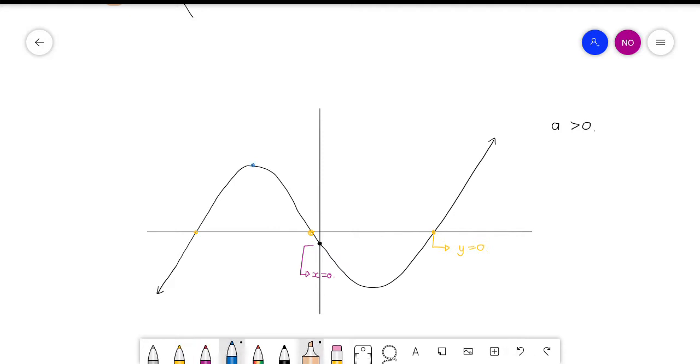Then we did the turning points, also known as the stationary points. So that's these ones. Hoe kry ons die stationêre punte of die draaipunte? How do we get the stationary points or the turning points? We say first derivative equal to 0.